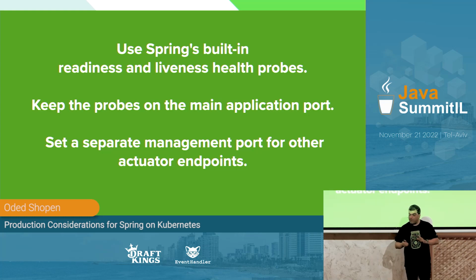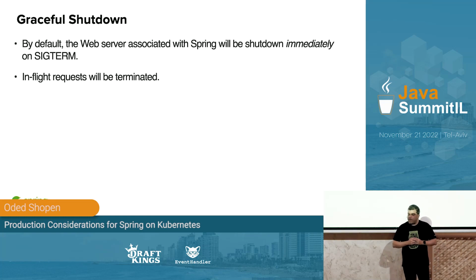So use Spring's built-in readiness and liveness health probes, keep the probes on the main application port, which is definitely a good idea, and use a separate management port for all the other metrics and sensitive data that you might expose from your application. Let's talk about graceful shutdown.